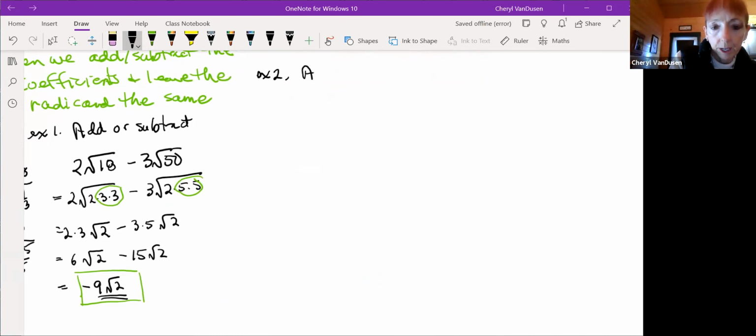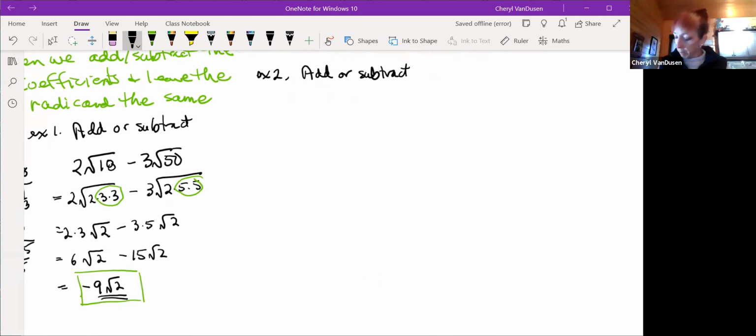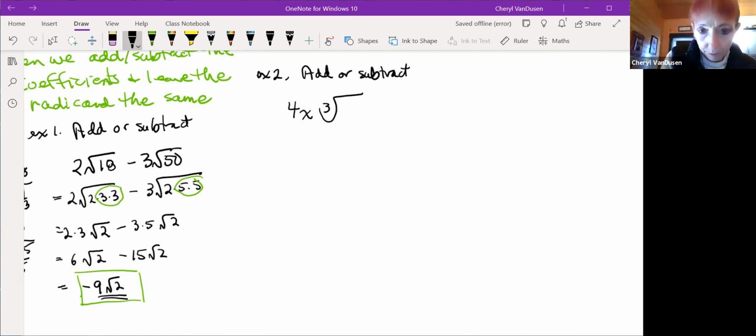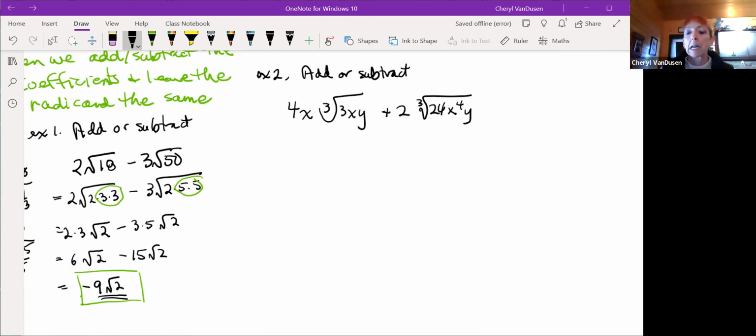Okay. So again, add or subtract. And I made this one up on the fly, so hopefully it's going to work. 4x times the cube root of 3xy plus 2 times the cube root of 24x to the 4th y. And I'm hoping that's going to work. So I'll go off the recording again and give you guys a chance to give it a shot. Okay, let's have a look at how this goes.